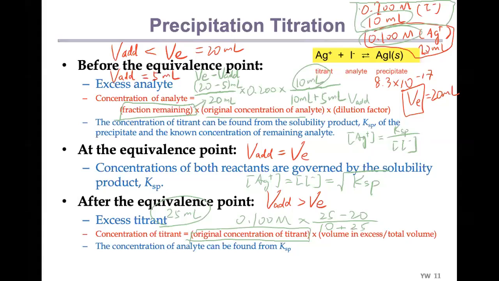And then in most cases, we are looking for pAg, and we know that pAg is the negative logarithm of the silver concentration, right? So whatever concentration you get from here, you take the negative logarithm to get pAg, okay?